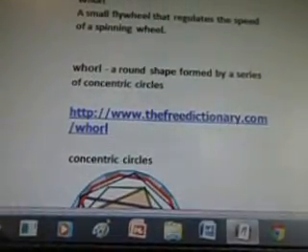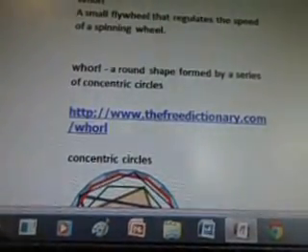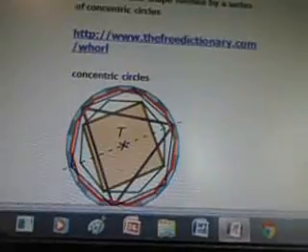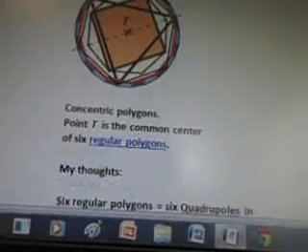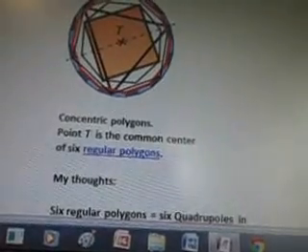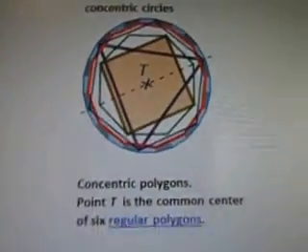Whorl, a small flywheel that regulates the speed of a spinning wheel. Whorl, a round shape formed by a series of concentric circles, again from the same site. Concentric circles.